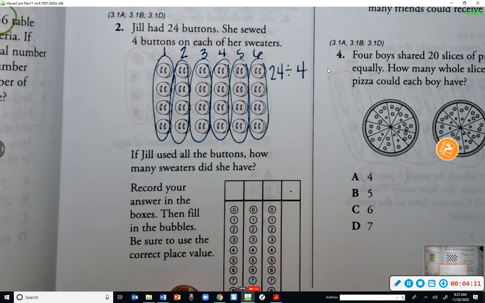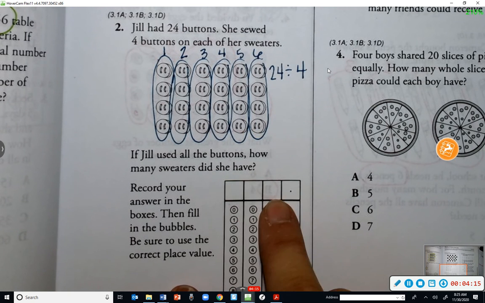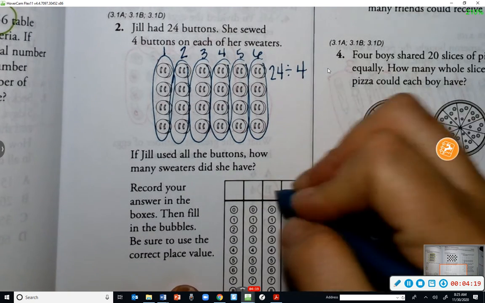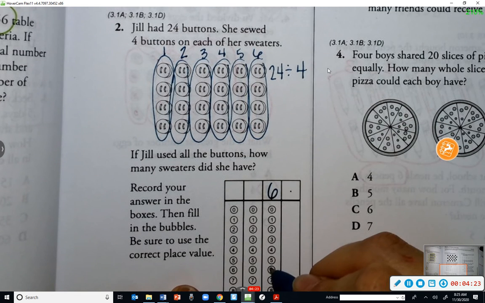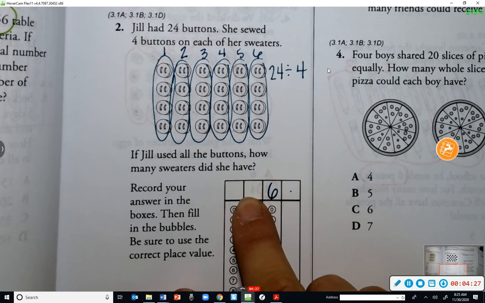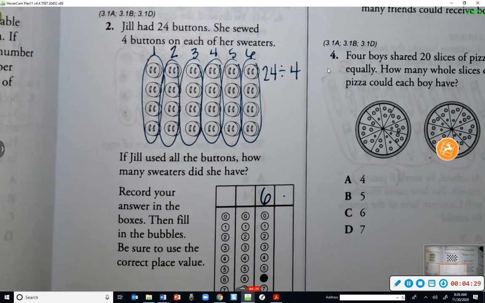Where should I put it? Kelsey? Down here by the decimal? Ones. Yes, good, in the ones place. Okay, and then make sure you bubble in the 6 underneath. Do I need to put anything in these boxes? No, we can leave those empty.